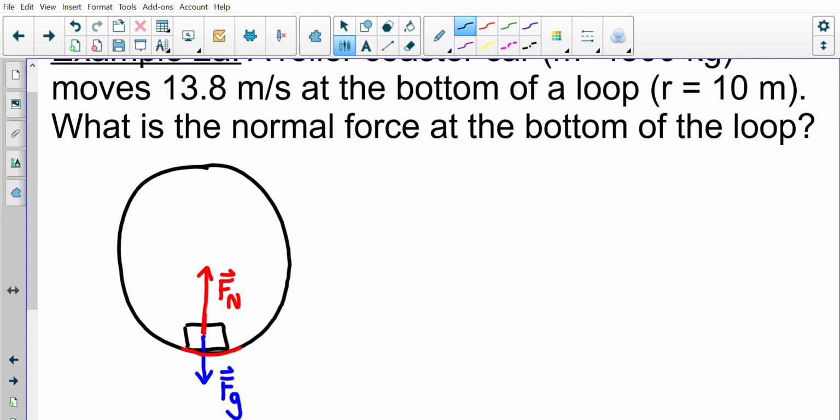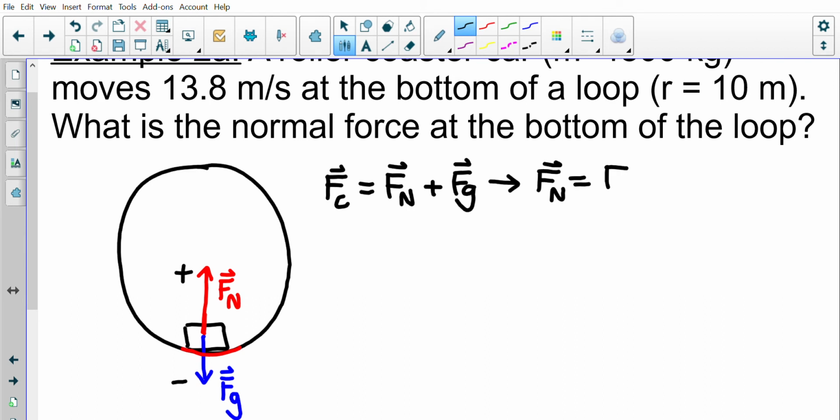Okay, so when we do this, we're going to make upward forces positive, downward forces negative. We're going to write down that Fc is the sum of the forces. So Fc is Fn plus Fg, and we're looking for normal force. So we're going to do Fc minus Fg when we rearrange for the normal force.